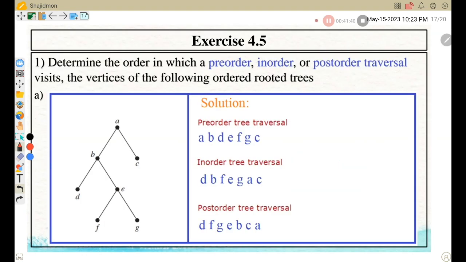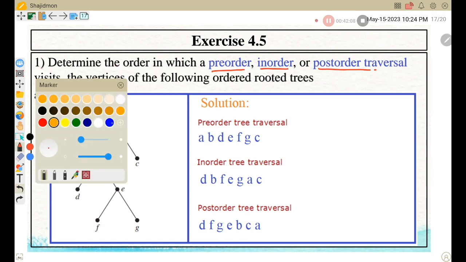Okay, now let me do some examples here in the exercise. Exercise 4.5, question number 1. Determine the order in which pre-order, in-order, and post-order traversal visit the vertices of the following ordered rooted tree given. Okay, we need to do pre-order, in-order and post-order traversals. We need to write that one.